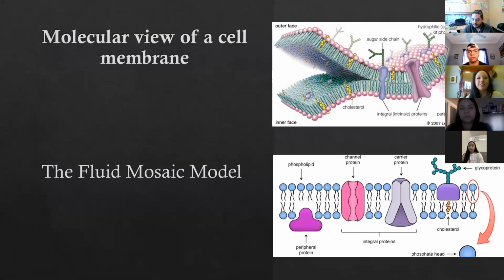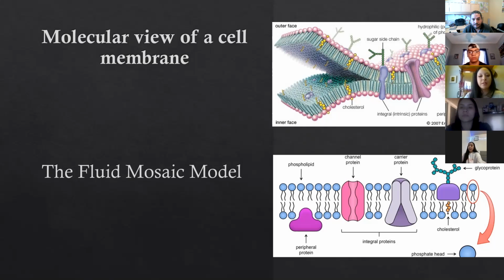And the next slide, please. So here we have a molecular view of the cell membrane at the top. And at the bottom, we have the fluid mosaic model, which I will briefly go over. So the fluid mosaic model tells us about the cell membrane, and it tells us if it is fluid. Phospholipids, which you can see is the light blue circle with the black looking strings. Those are the tails. Phospholipids are free to move in any direction.